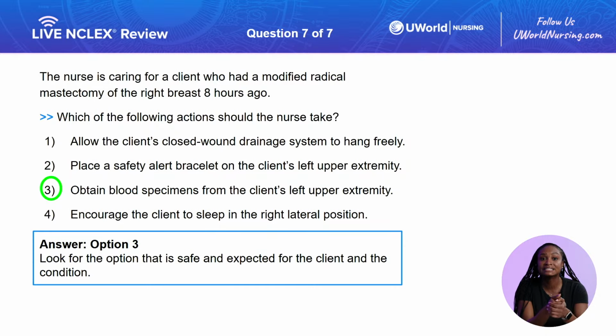Option 2, place a safety alert bracelet on the client's left upper extremity. In this case, the safety alert is trying to alert you that this is an affected limb. So you actually want to put the safety alert bracelet on the client's actual extremity that we're trying to keep safe. So putting it on the right extremity would be the correct intervention here.